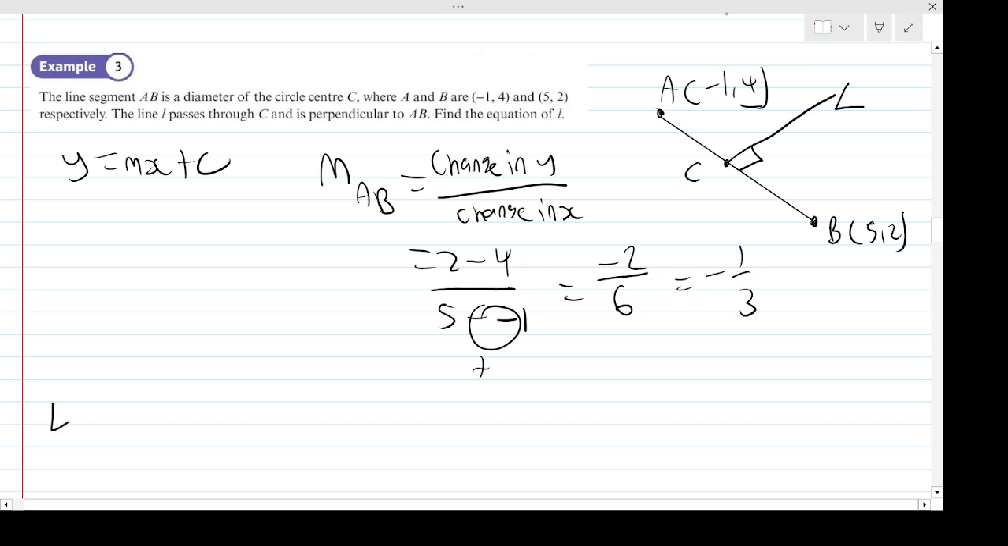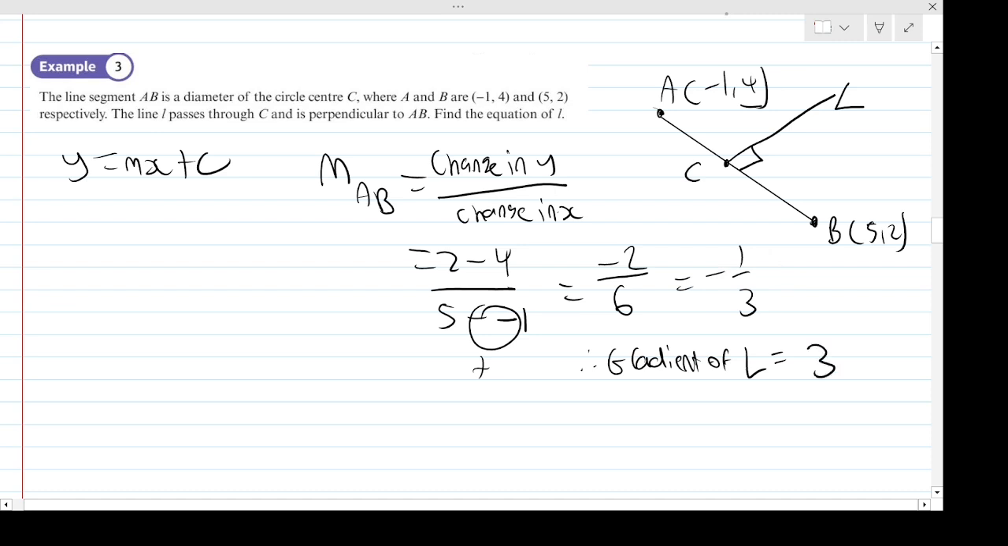So that means that the gradient of L is going to be the negative reciprocal, because two lines are perpendicular if their gradients are negative reciprocals of one another. So let's do the negative of this. Well, the negative of negative a third is positive, because again we get two negatives. Then we do the reciprocal. So 1 over 3 flips to 3 over 1. So that's just 3. Okay, so we get positive 3 as our gradient there.